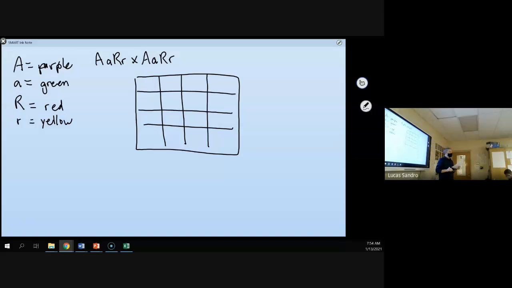Did you even need to do the Punnett square? But you did it anyway, right? So you went big A, big R, big A, little r, little a, big R, little a, little r, and the same down the side. But really, what you need to know is the thing that I emphasized at the end of the notes yesterday, which is that what we're going to get is a 9 to 3 to 3 to 1 ratio.